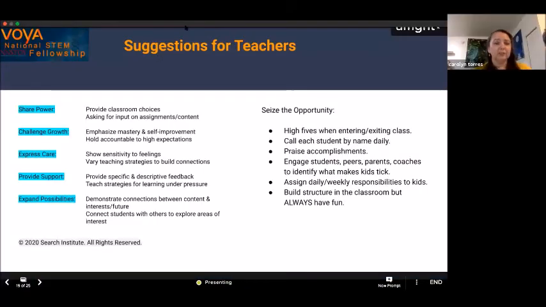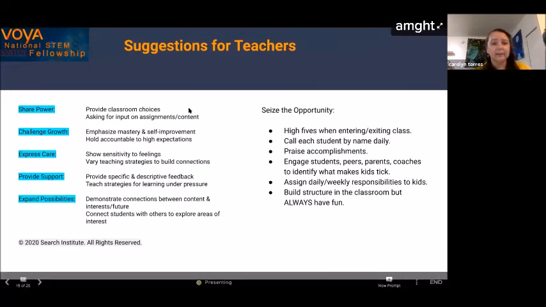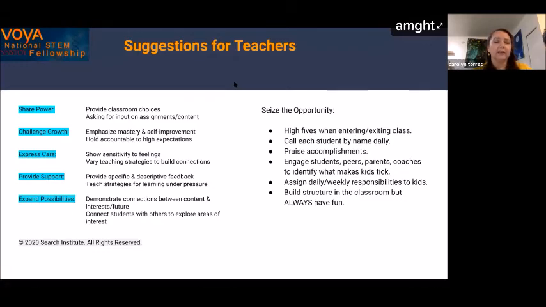There are suggestions for teachers of what you can do to improve the assets. And there are six big ones: sharing power, challenging growth, expressing that you care, providing support, expanding their possibilities.